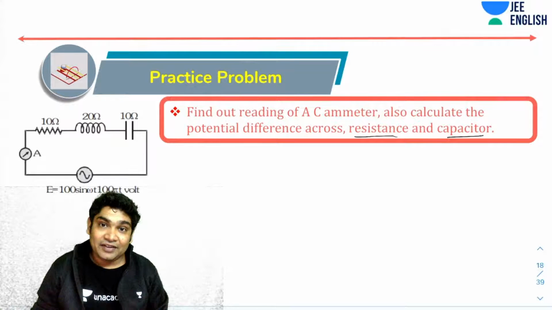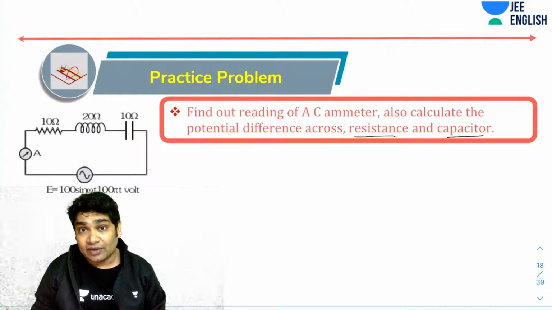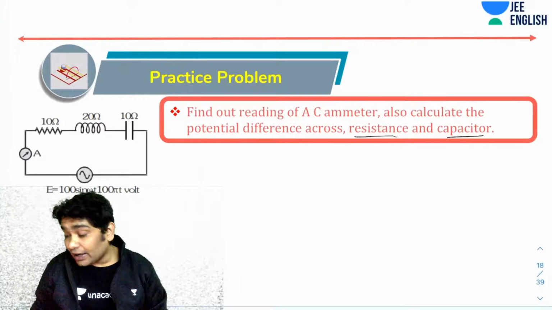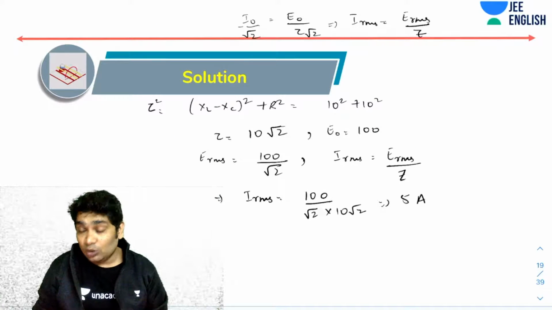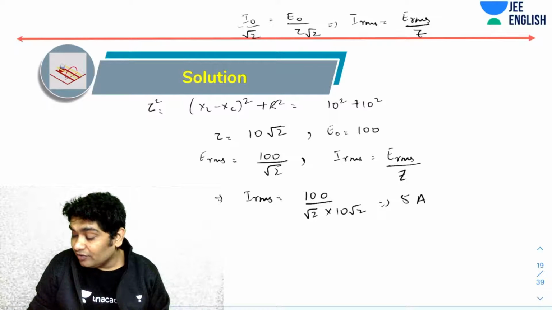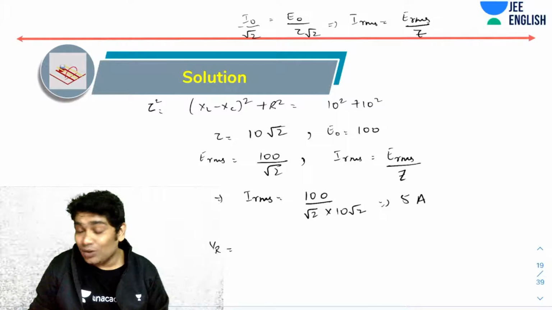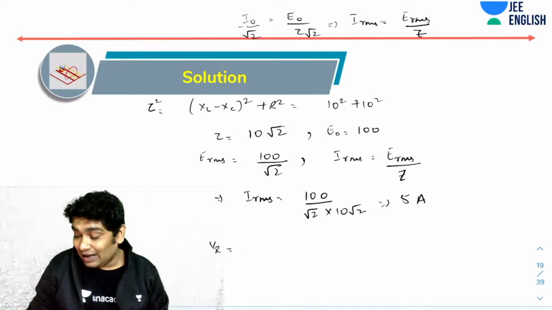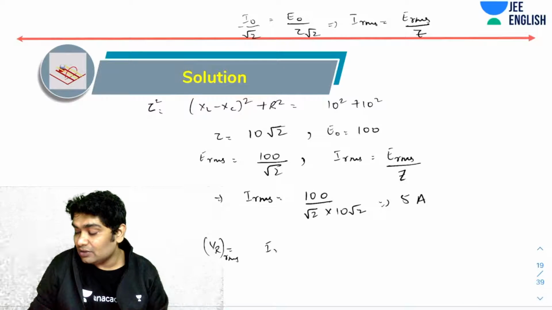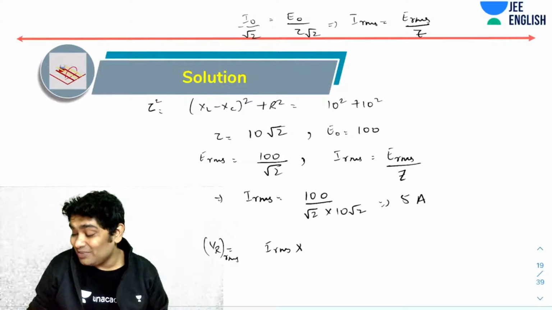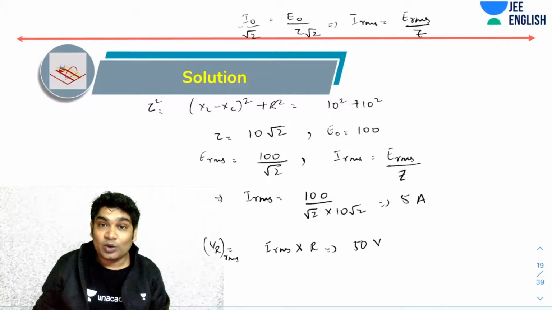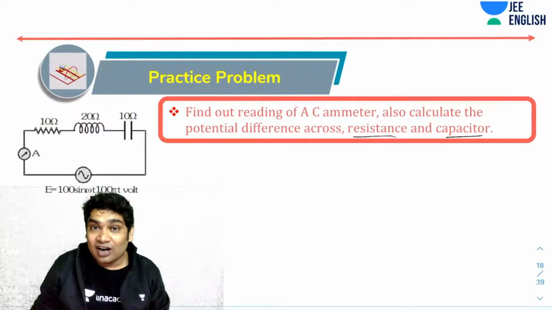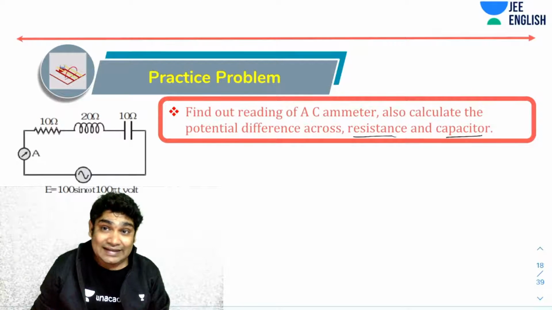So again, when nothing is specified, we always assume that we are being asked the RMS values. So you know the IRMS. IRMS has been known, and you will know that VR, if you talk about the peak, would have been I naught times R, and VR RMS would have been IRMS times R. So that would have been 50 volts, if 50 volts would have been the reading across a voltmeter connected to the resistor.